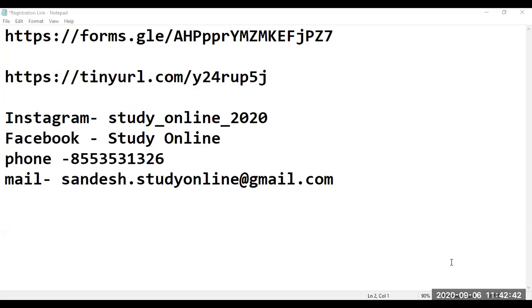Next, any other questions? Sandesh, they are asking how many practical things you can show. Will there be any lab kind of thing?